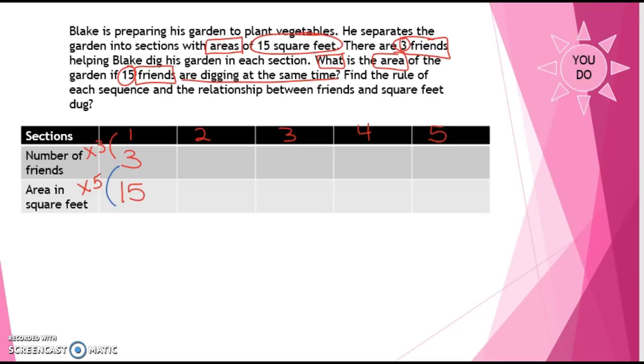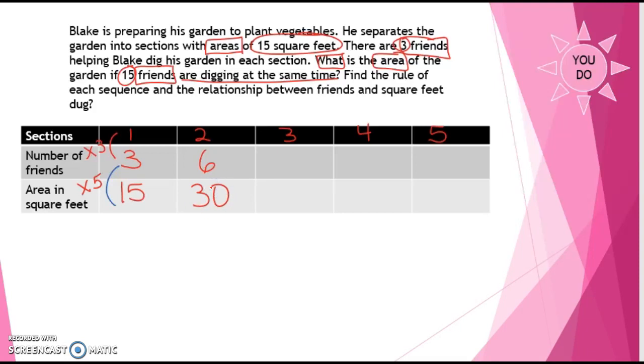So we're starting with 1 times 3 is 3, 3 times 5 is 15. Okay, so now what we need to do is, if we do the same for the next column, we're going to have 2 sections times the 3 is going to give us 6 friends. And then 6 times 5 is 30 for the square feet.